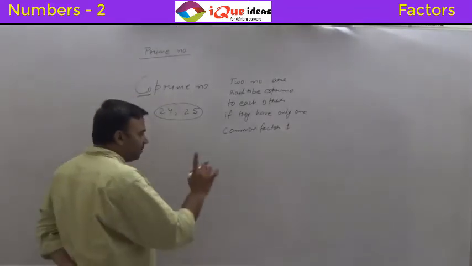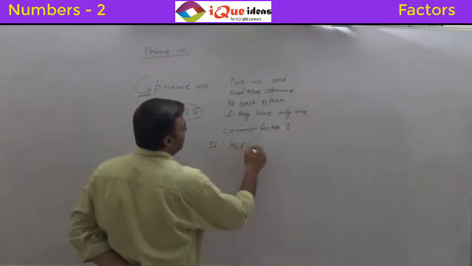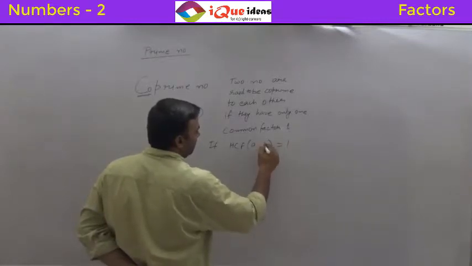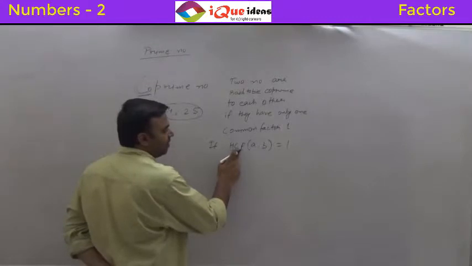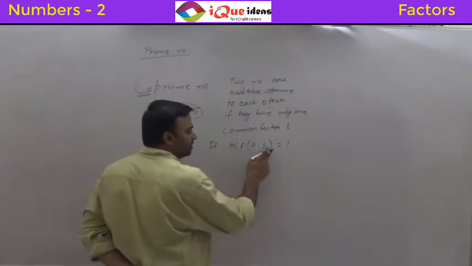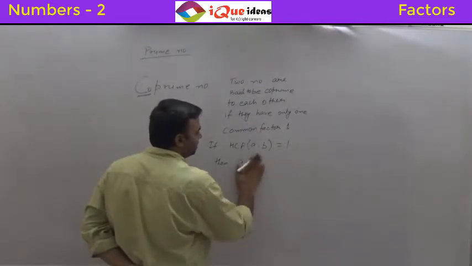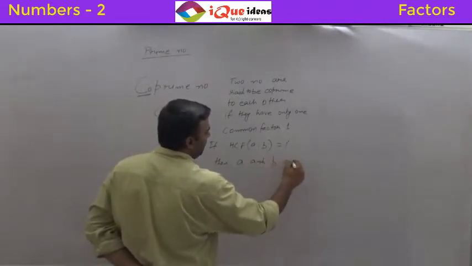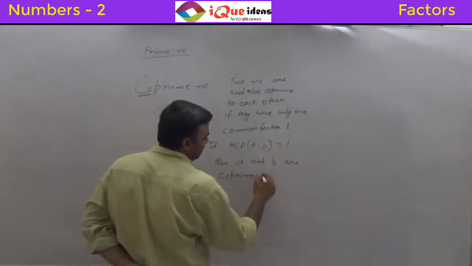Alright? In simpler words, we can simply say if HCF of 2 numbers A and B is equal to 1. We'll study about HCF in a little more detail in a little while. HCF is highest common factor. So if HCF of 2 numbers is 1, then A and B are said to be co-prime to each other. That's what it means. Alright.